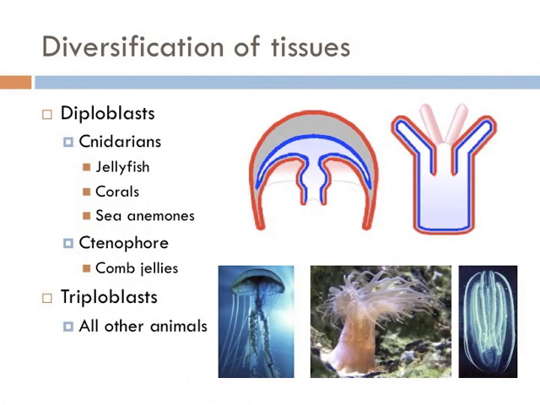Diploblasts include some of the most primitive animals, the cnidarians, which include jellyfish, corals, and sea anemones. And they also include the ctenophores, also known as the comb jellies. And as you can see, these animals really are nothing more than stomachs with skin. All the other animals that you can think of are triploblasts.